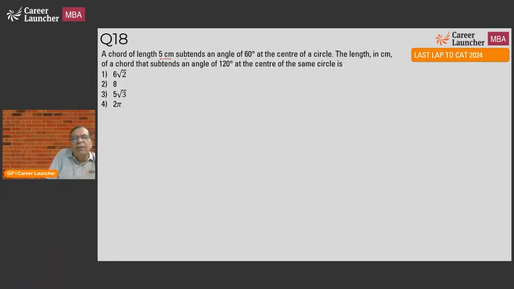A chord of length 5 centimeters subtends an angle of 60 degrees at the center of the circle. I will do this question, round 1. Why am I saying without even reading the question? Because this has told me that the radius of the circle is 5 centimeters.